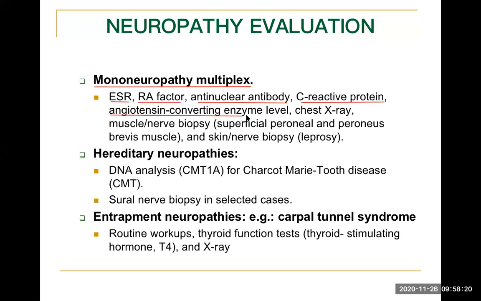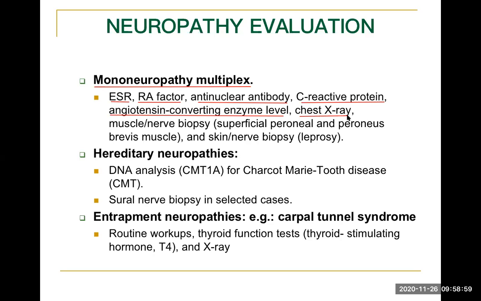Angiotensin converting enzyme level. Can you tell me this enzyme is elevated in which disease, and that disease has a connection with peripheral neuropathy? Which one? Sarcoidosis. Excellent answer. That is sarcoidosis. Don't forget it. This is an important MCQ question for you in the exam. In sarcoidosis, the angiotensin converting enzyme level is elevated because the sarcoid tissue produces this particular enzyme. This is utilized as a diagnostic point there.